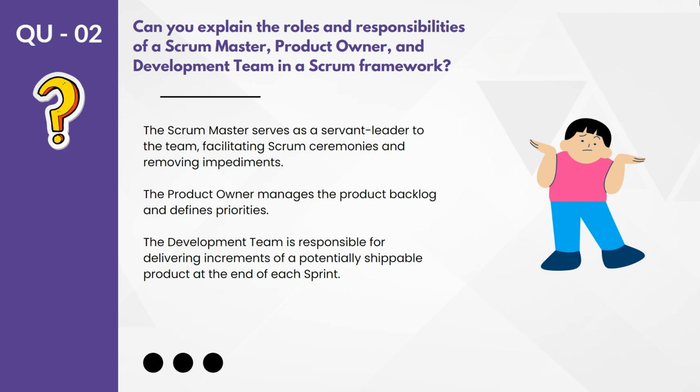The Product Owner manages the product backlog and defines priorities. This is the key point for the Product Owner: the Product Owner owns the product backlog, and at the same time has the authority to decide the priority for this product backlog.